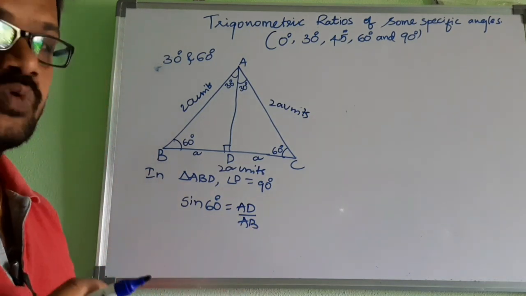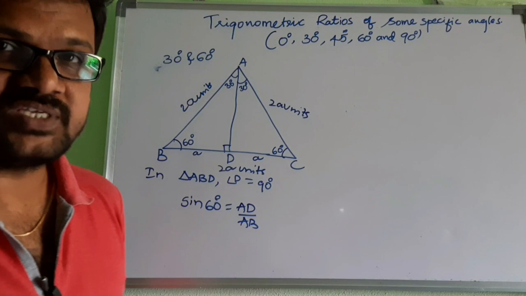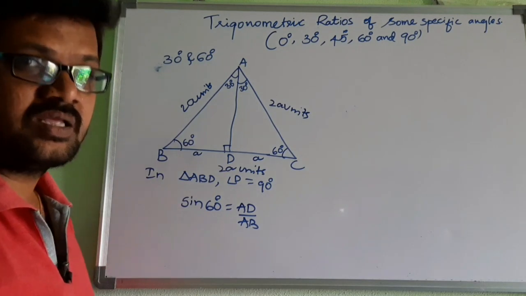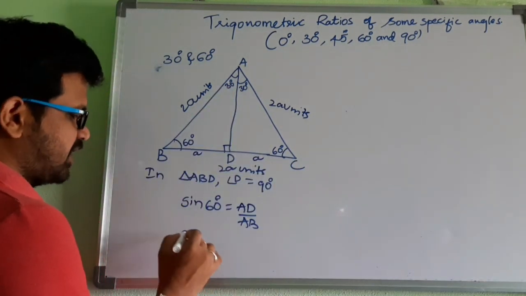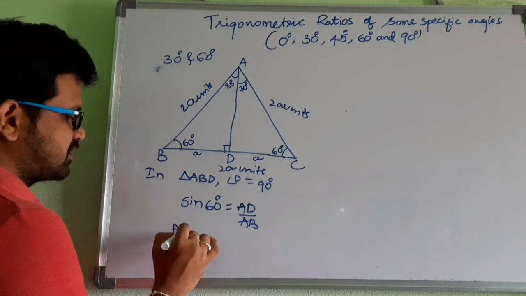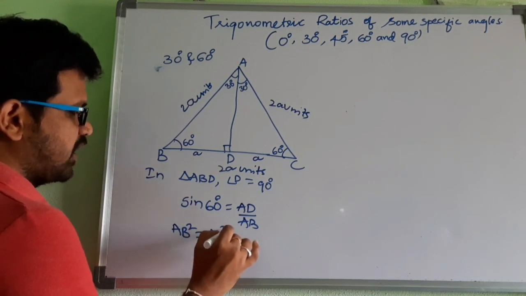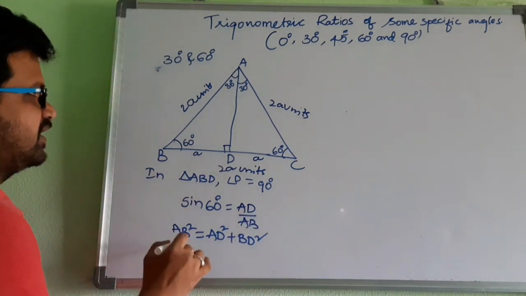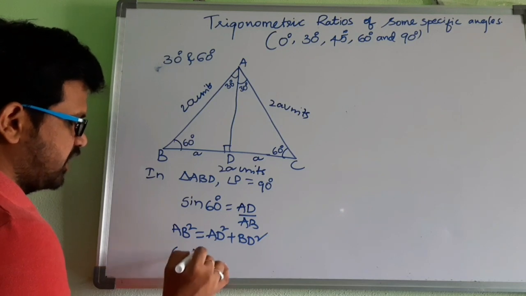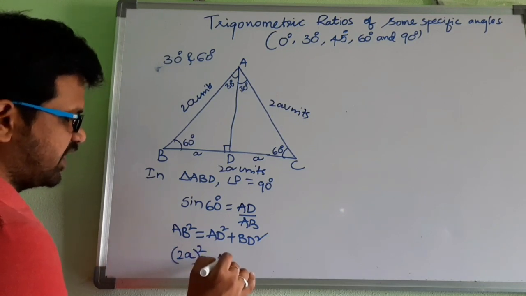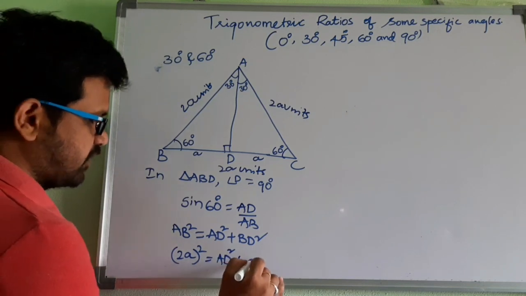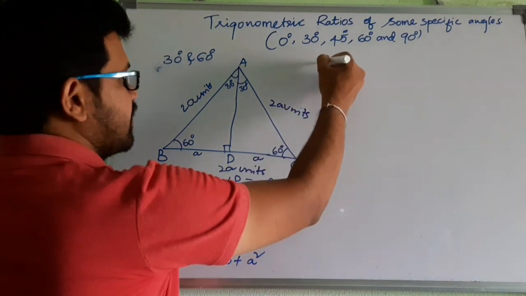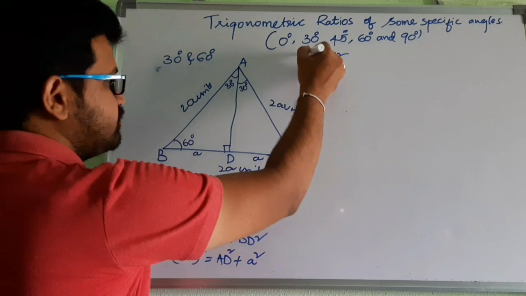Right. Here you may ask one doubt. We don't know the length of the side AD. Then how to find AD? Using the Pythagoras theorem. So AB square is equal to AD square plus BD square. AB is how much? 2a. So (2a) whole square is equal to AD square, we don't know, we have to find that, plus BD square, and BD value is a, so a square. (2a) square is 4a square.